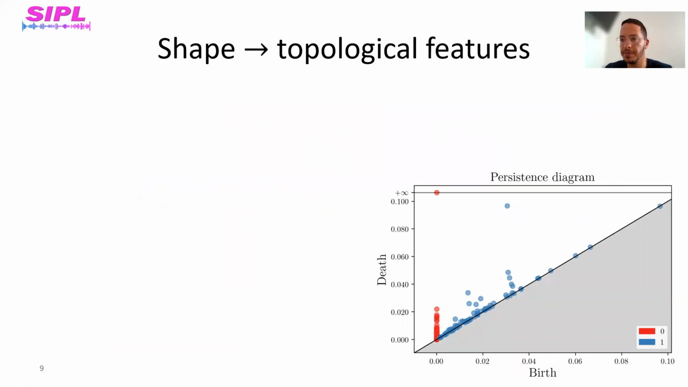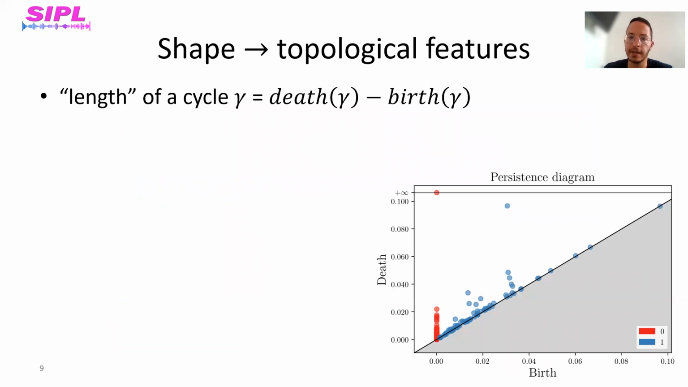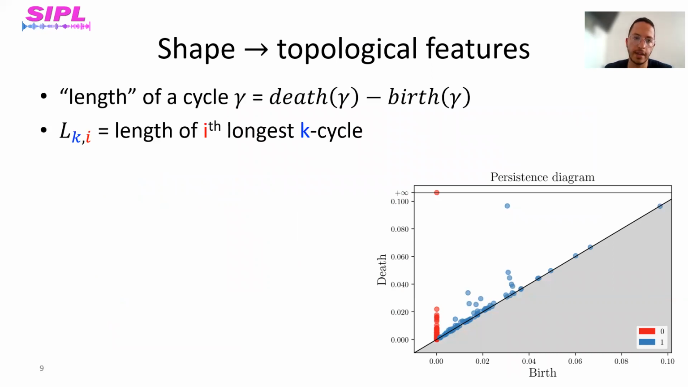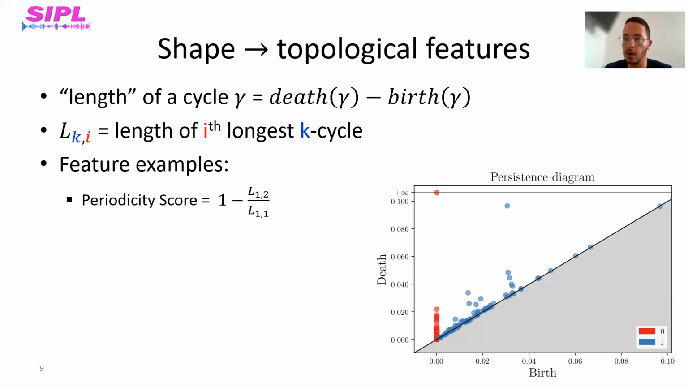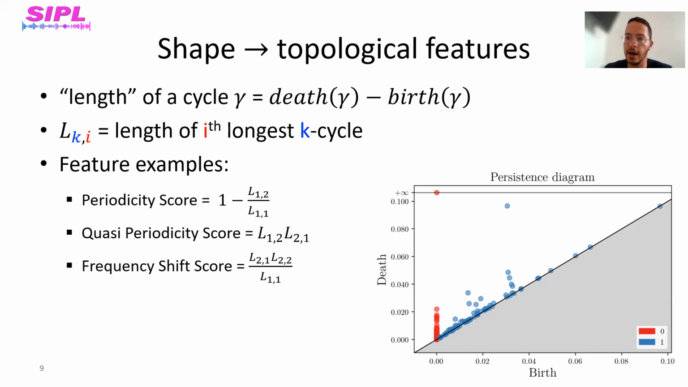So now that we have our persistent diagram, we want to extract our features from it, and it can be done in many ways. We can simply take the length of some cycle. We can take the length of the ith longest k cycle. We can also look for specific patterns in the signal, like a periodicity score, how close its point cloud is to a closed loop. We can also look at how close its point cloud is to a torus, a quasi-periodicity score. Similarly, how close its point cloud is to a point cloud of a chirp, a frequency shift score.